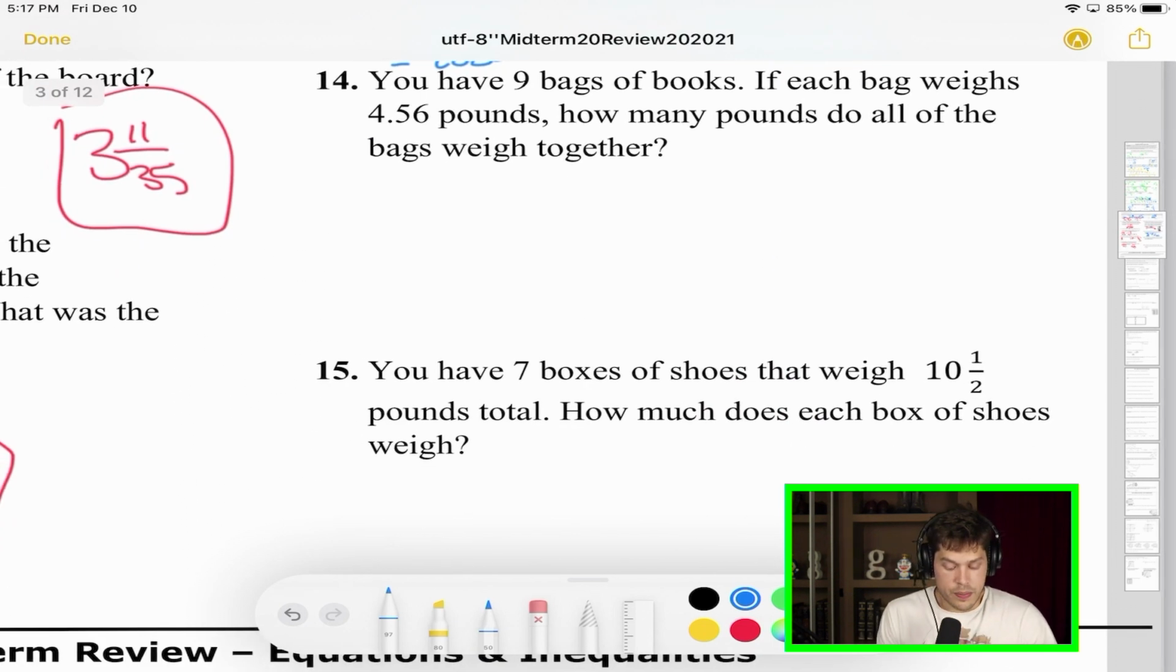You have 9 bags of books. If each bag weighs 4.56 pounds, how many pounds do all of the bags weigh together?